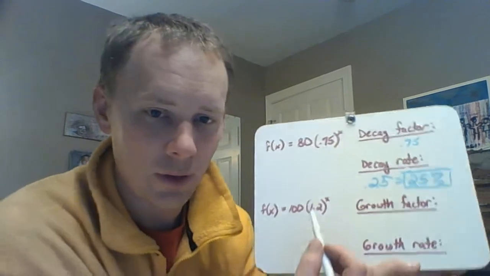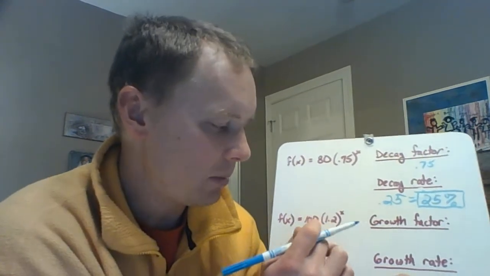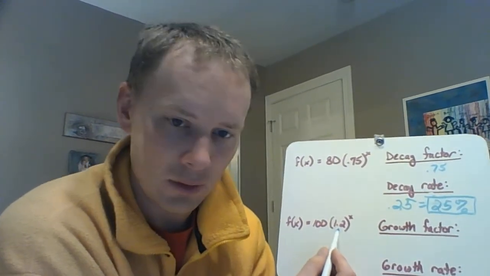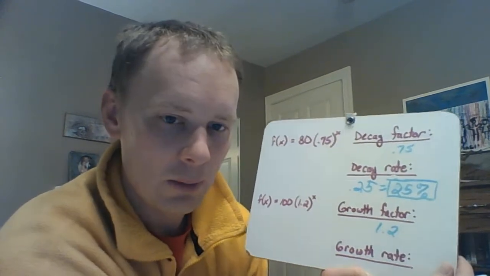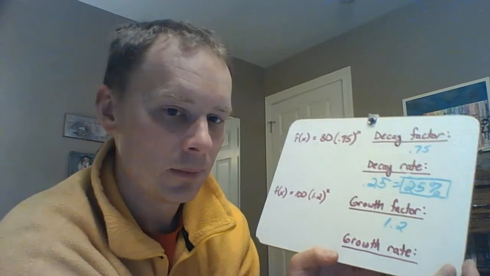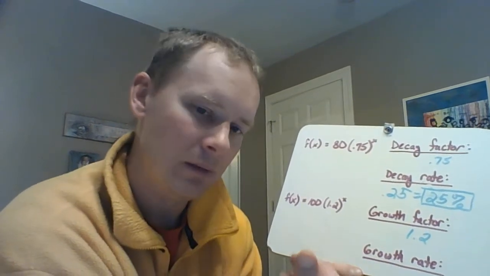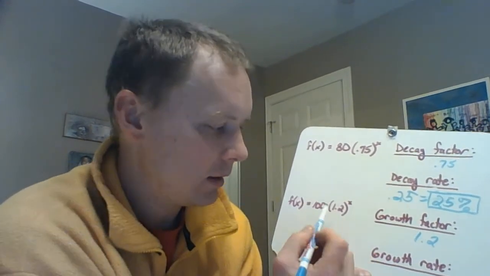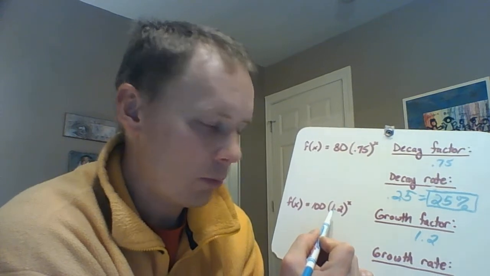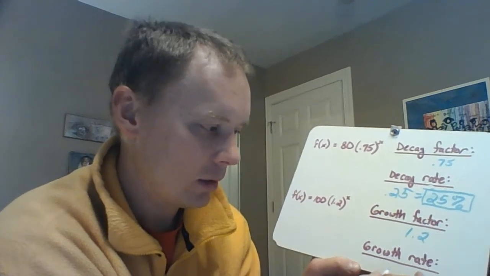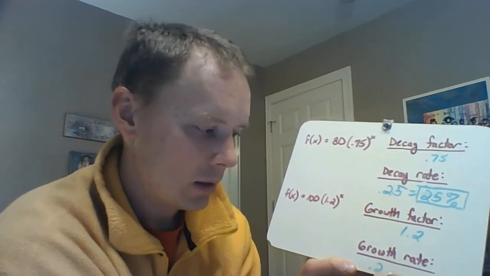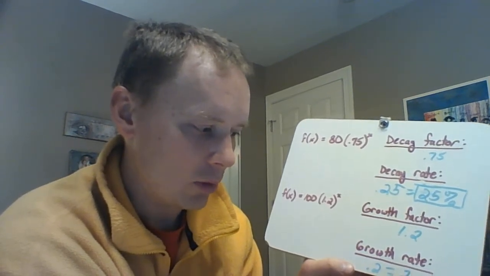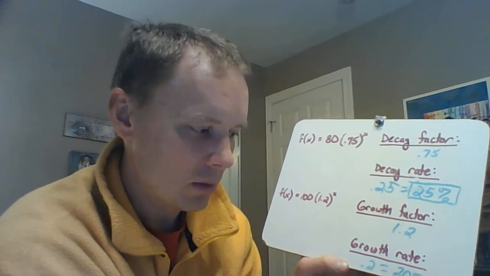Now let's look at a growth function. Here's a growth function. We know that because, again, the growth factor is larger than 1. So growth factor, we already knew that was 1.2. But what is the growth rate? So again, we're going to think of this difference from 1 idea. Well, this is 0.2 larger than 1. So the growth rate in this case is 0.2, which as a percent would be 20%.